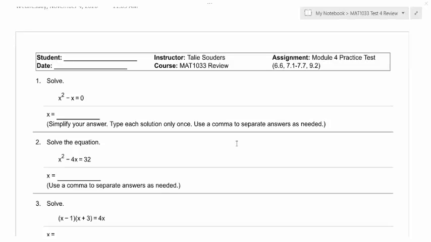Yes. What is it? It would be X. Good. So if we factor that out, what does that leave us with? X minus 1. Good.